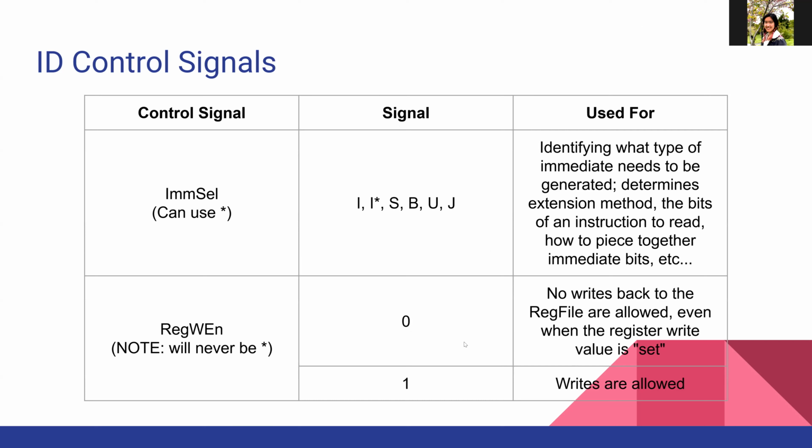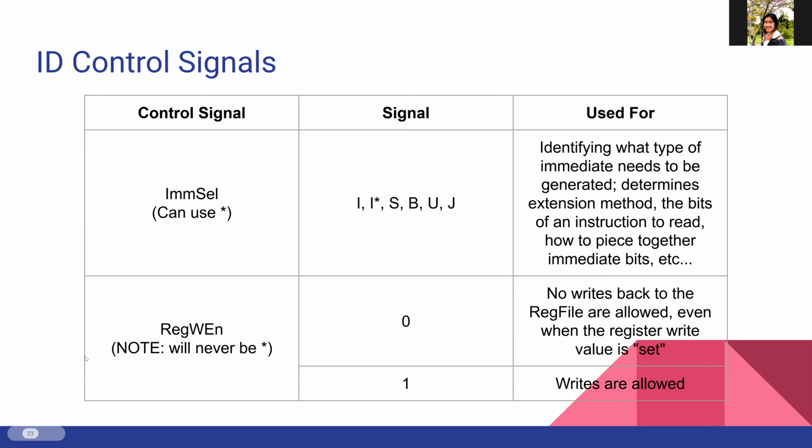When reg write enable is set to 0, nothing can be written to the reg file, no matter how valid your data is. Whereas if it's set to 1, even if the data being written back is invalid, it'll still be able to write. So basically, this acts as a gate that tells us either we can't write anything, or we can write whatever we want.